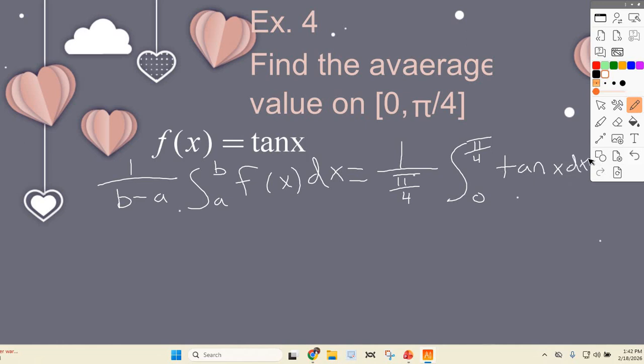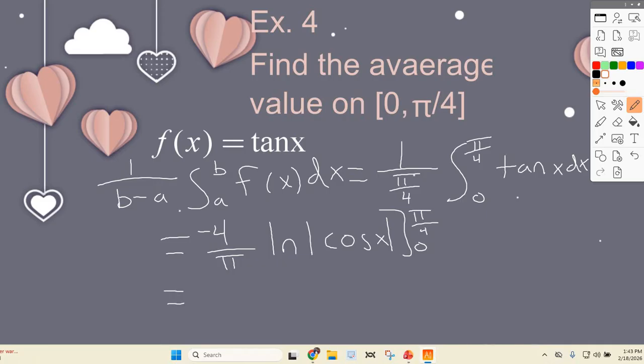Now, like I said, we don't have to memorize the formula, but we did just derive it, so we might as well just use that. Dividing by pi over 4 can get flipped to 4 over pi. And then I have the natural log of the absolute value of cosine of x, evaluated from 0 to pi over 4, with a negative sign out front. That's just using the formula that we got on the previous page.